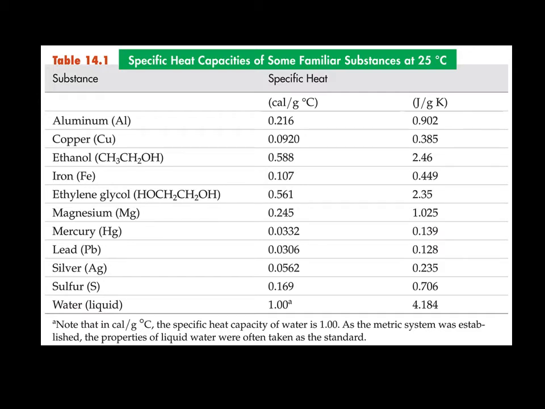So you can see something like aluminum has a really low specific heat capacity. That means aluminum is not going to be able to absorb a lot of heat energy without changes in temperature. Other metals, copper has an even lower specific heat. We can compare all of that down to water. Water's specific heat is really high. It has a value of 1.